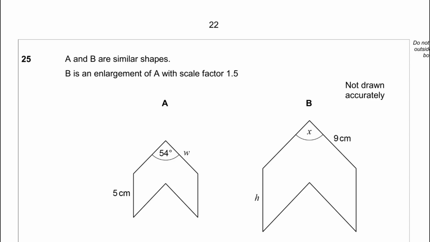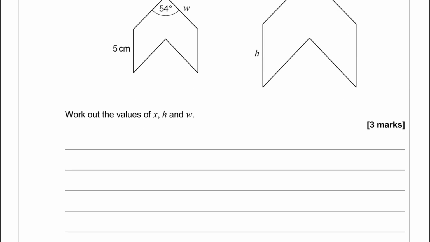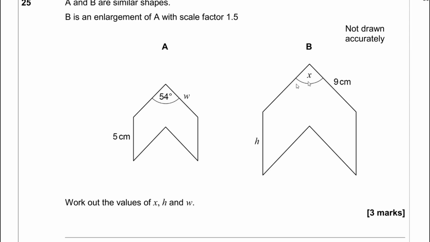Question 25. A and B are similar shapes. B is an enlargement of A with scale factor 1.5. So this is A and this is B. Work out the values of x, h, and w. X is here. It's an angle, because they're similar shapes, so the angle x should be the same as the angle 54. So x is 54.